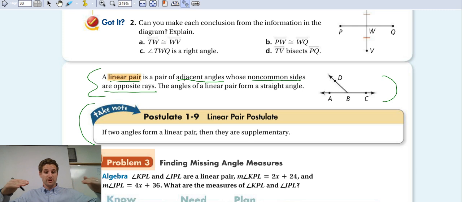So a lot of times you'll hear linear pair, supplementary. They're very similar. The difference is a linear pair has to be adjacent to each other, versus supplementary, they just have to add up to 180, but they could be separate from one another. Okay, moving on.